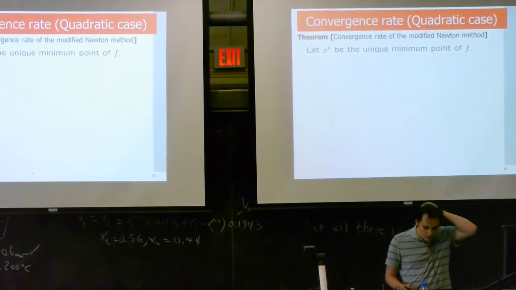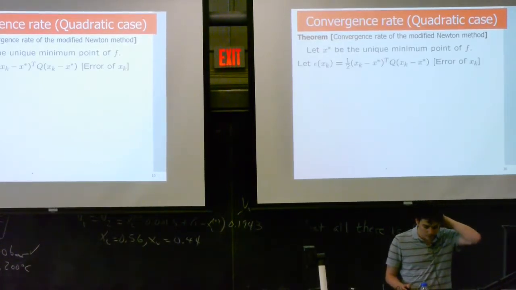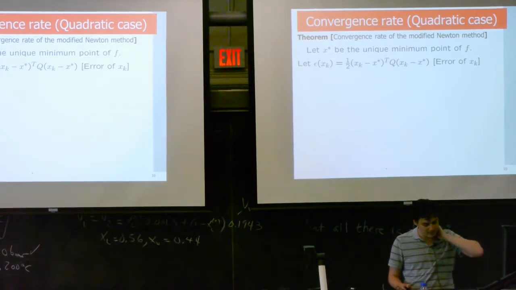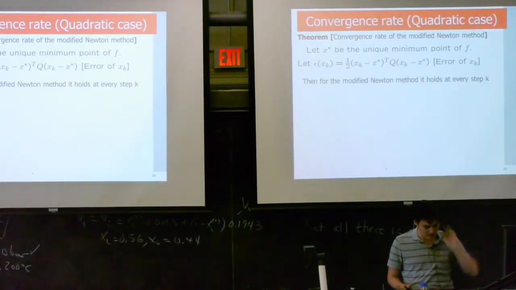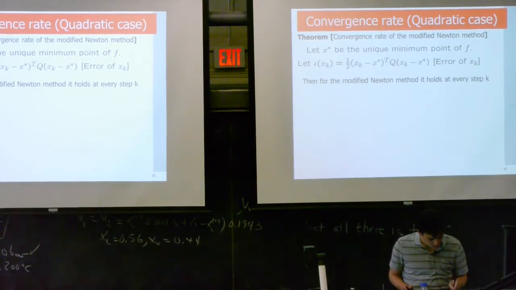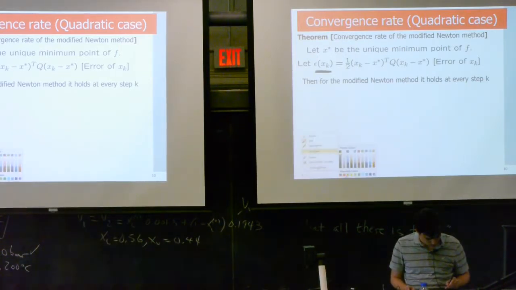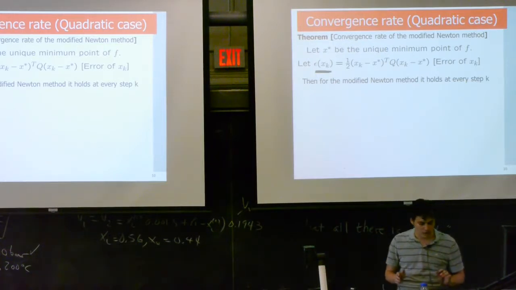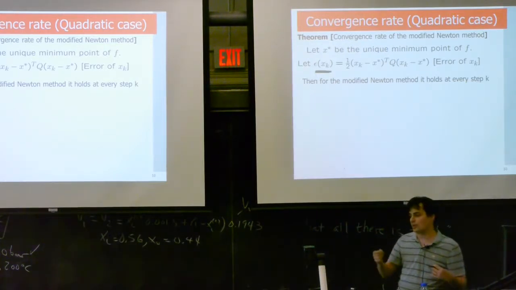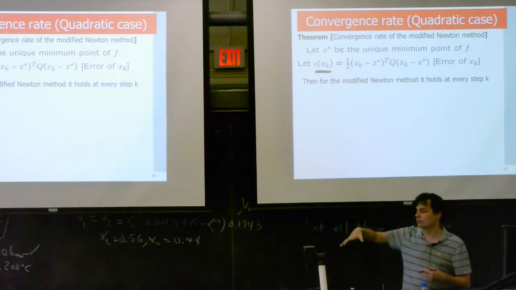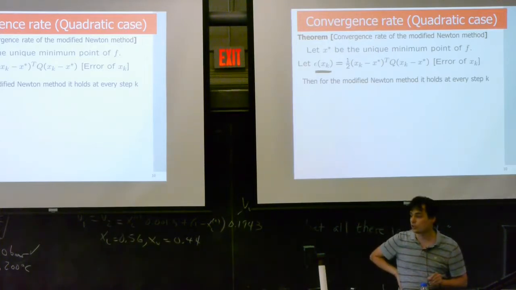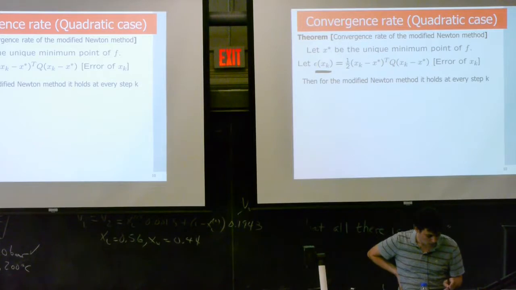So here is a theorem about the convergence rate of this modified Newton method. So let x star be the unique minimum point of f, and let the error be defined with this slightly weird expression. So now the error is not just the norm of x_k minus x star, but I defined a norm with this Q matrix. And so the error is this expression.